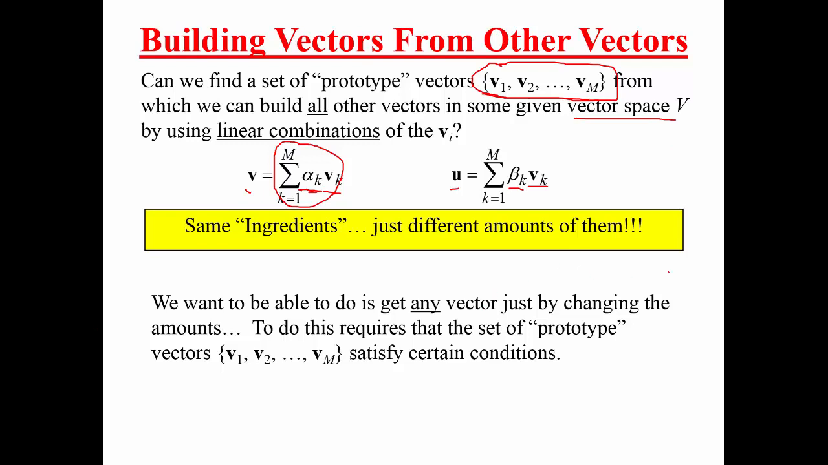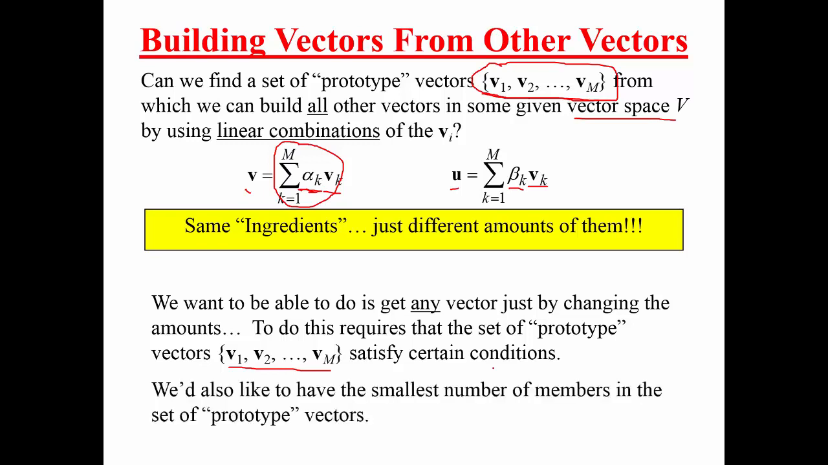So what we want to do is be able to get any vector just by changing the amounts. And so we can't just have this be any old set of vectors. We need some special ones, and they need to satisfy certain conditions. But it's not like there's just one set of them. We'll see that there are many different sets of these that we could pick. And we also want to have it be the smallest number of elements possible.